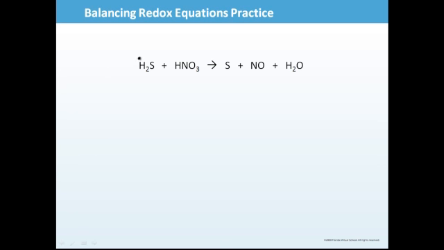So let's start with our first compound here. Hydrogen is in group 1, so that tells us it's +1. There are two of them in H2S, so that means we have a total of +2. Therefore, we must have -2 to cancel it out. There's only one sulfur, so it keeps all of that -2.